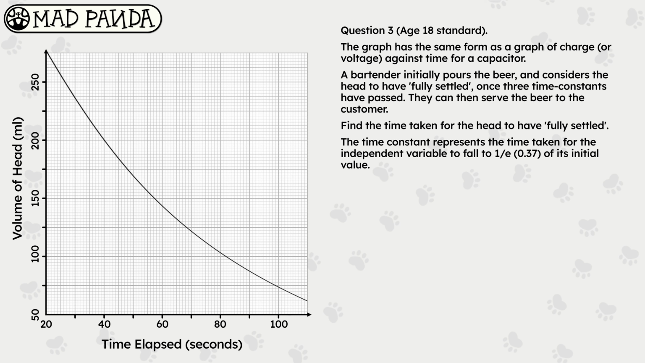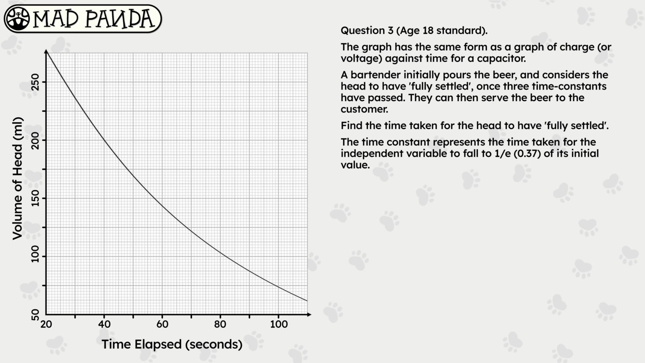Now, the time constant for a capacitor is conceptually very similar to the half-life of a radioactive source, except whilst the half-life tells us the time taken for the independent variable to halve, the time constant gives us the time taken for the independent variable to fall to 0.37 of its initial value. In this question, you've been told that, and to be fair, even at A-level, you usually are told that the time constant corresponds to the time taken for it to fall to 0.37 of its initial value, but you could potentially be expected to work it out for yourself.